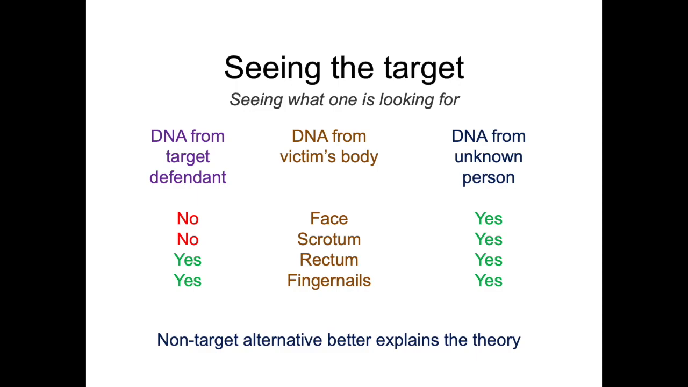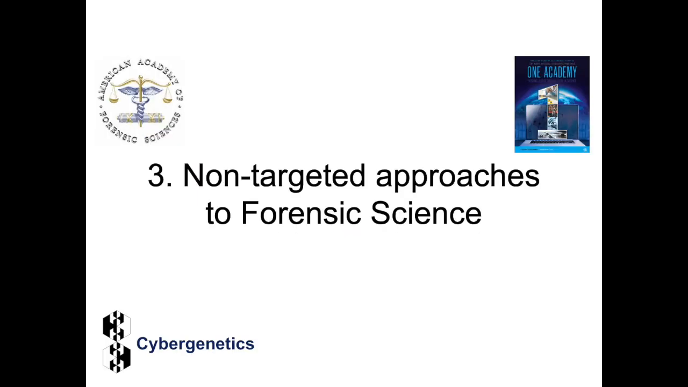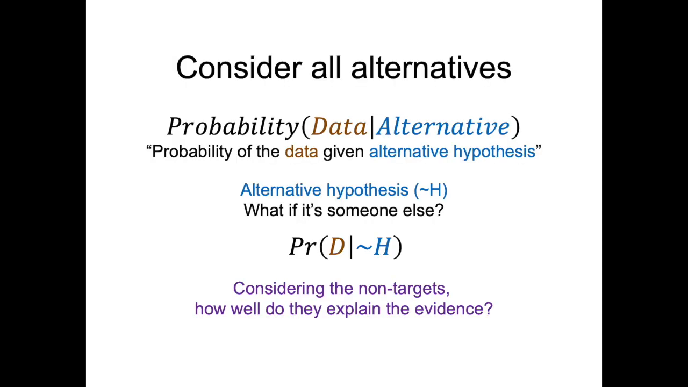But when you're seeing the target, you're only seeing what you're looking for, and the focus remained on the defendant instead of perhaps looking for this unknown person. Targeted analysis can lead to confirmation bias. We'll now look at some non-targeted approaches to practicing forensic science. The key is to consider all the alternatives.